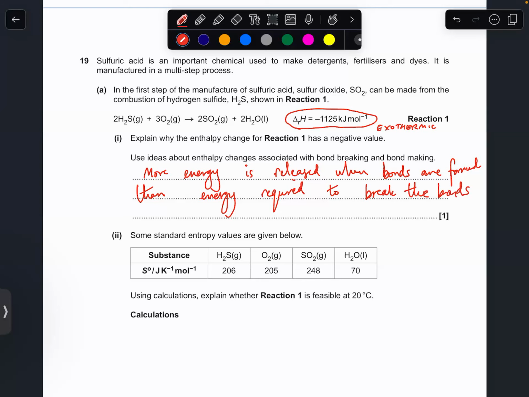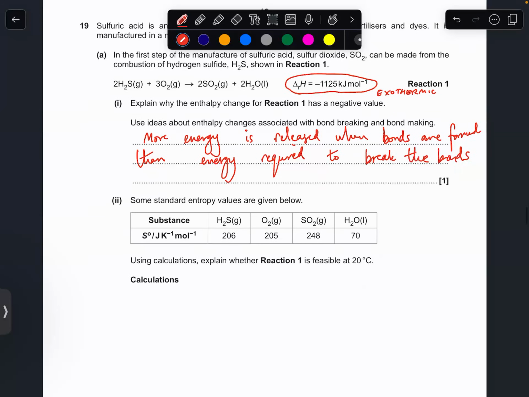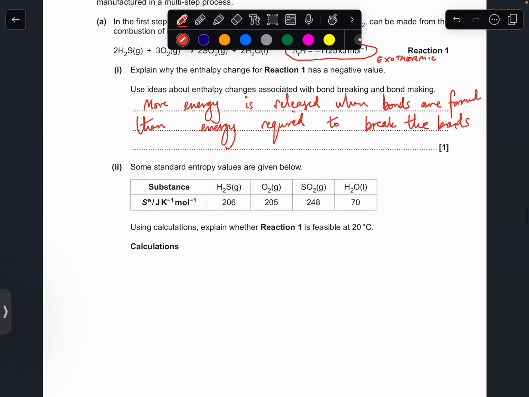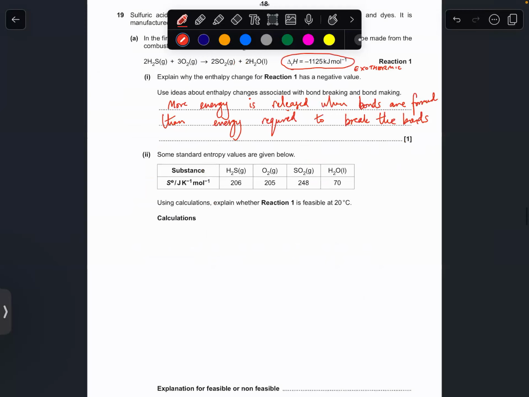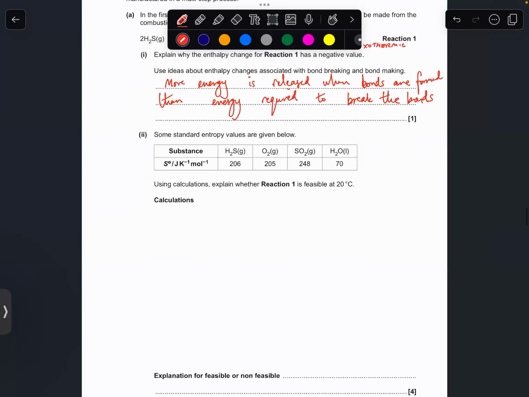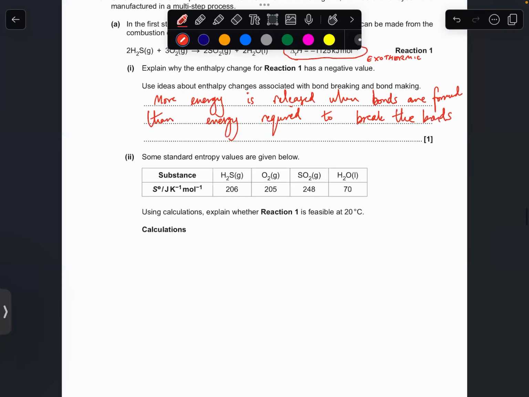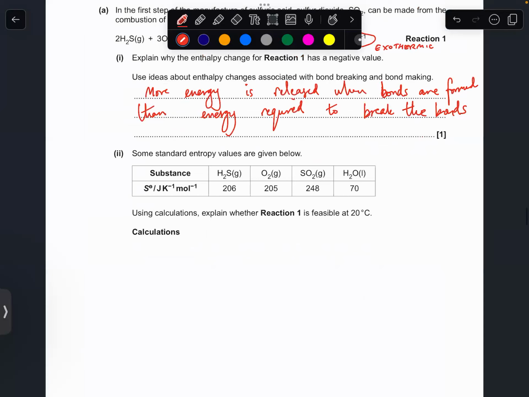Next question is asking us, zoom out a little bit. It's asking us about the feasibility of a reaction. They've given us individual entropy values, so let's work out the entropy change. We know that the entropy change is equal to the entropy of the products minus the entropy of the reactants.